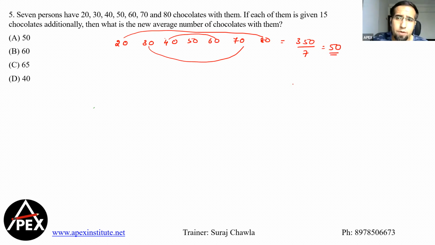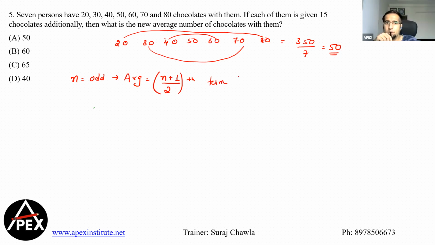Now always remember the shortcut for a series in arithmetic progression, okay? If the number of terms is odd, the shortcut says the average will be the central value, the (n plus 1) by 2th term. Clear, guys? Since we had 7 terms, 7 plus 1 by 2, that is 8 by 2. So the fourth term becomes the average right away.